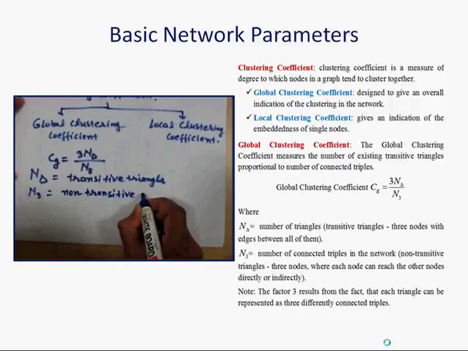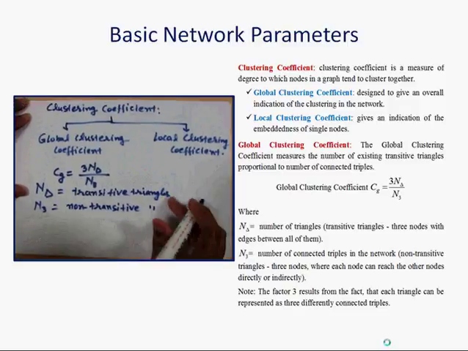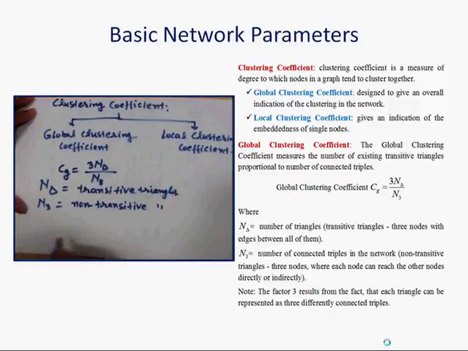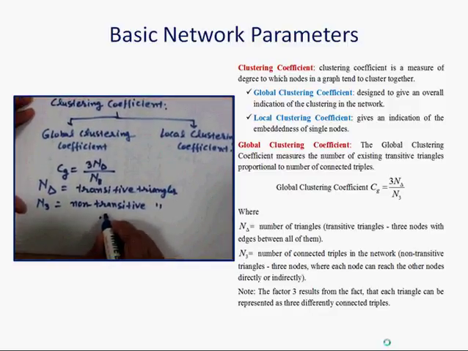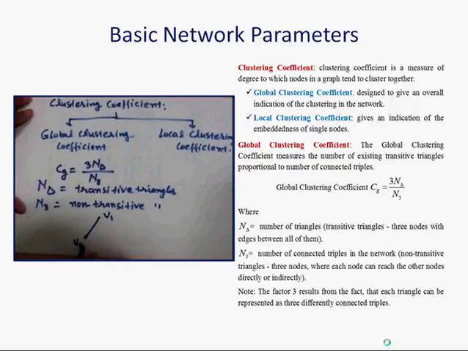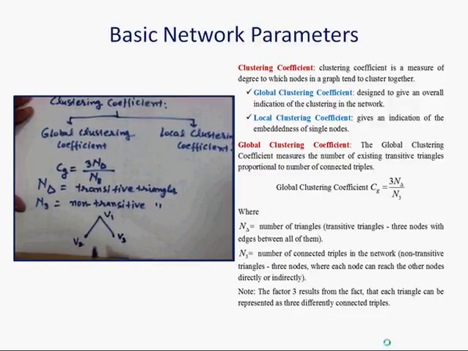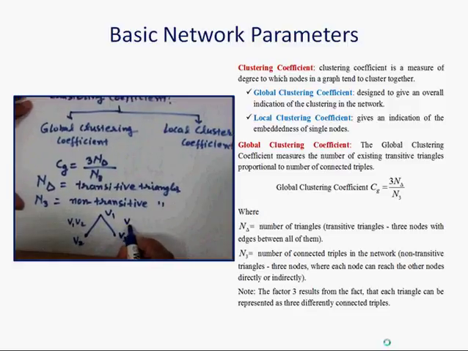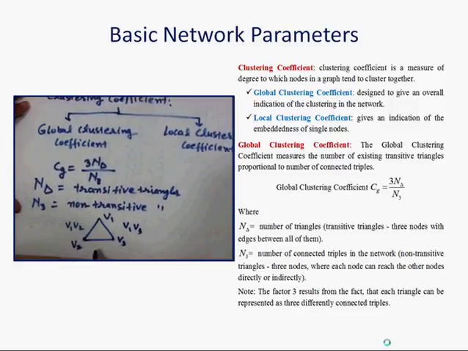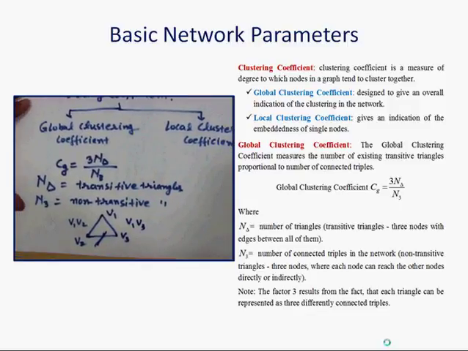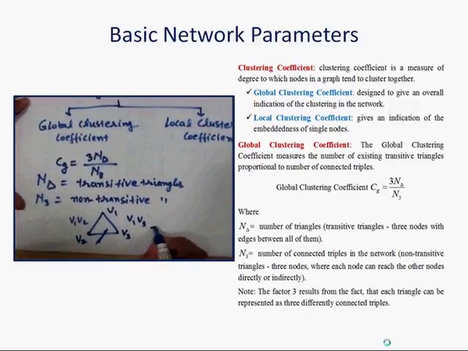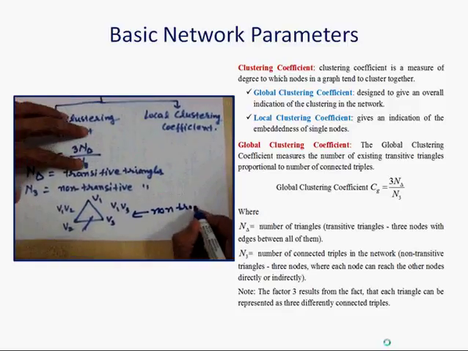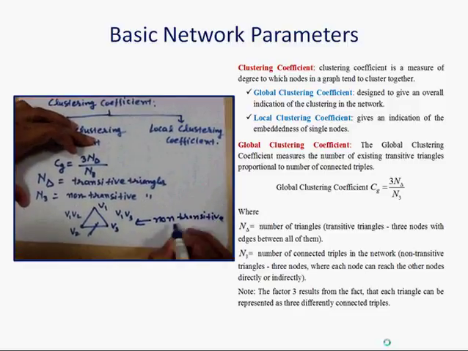So before going into details, we first need to know what a non-transitive triangle is and what a transitive triangle is. Suppose we have a triangle with nodes V1, V2 and V3. There is a path between V1 and V2. Similarly, there is a path between V1 and V3, but there is no path between V2 and V3. Then this will be a non-transitive triangle, and the others will be transitive triangles.